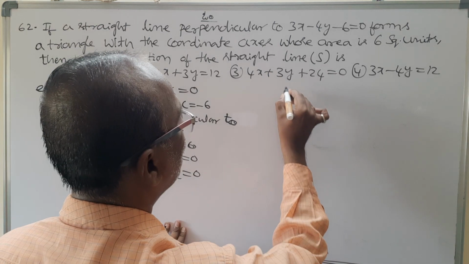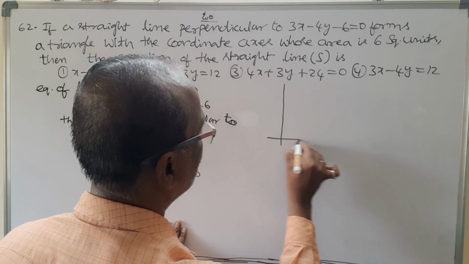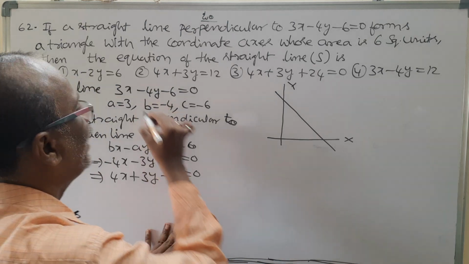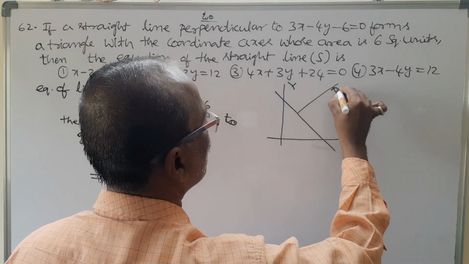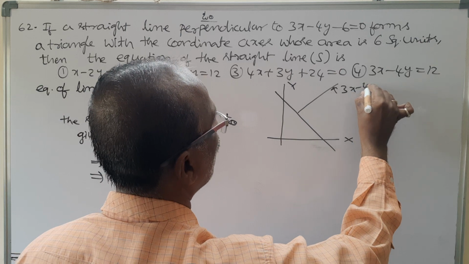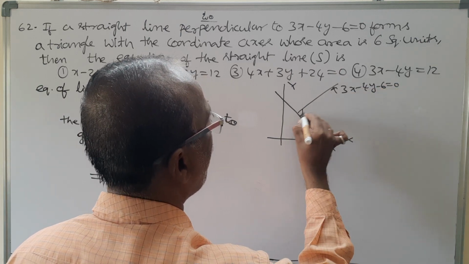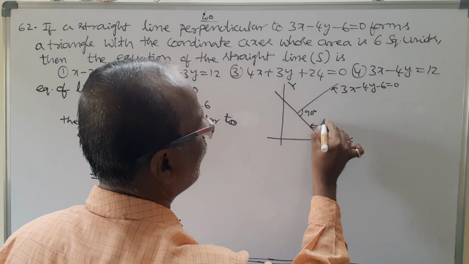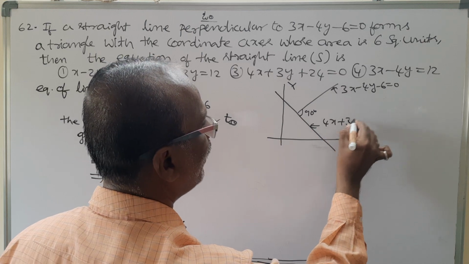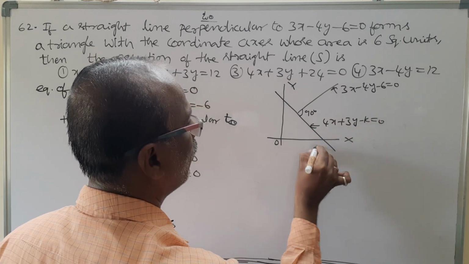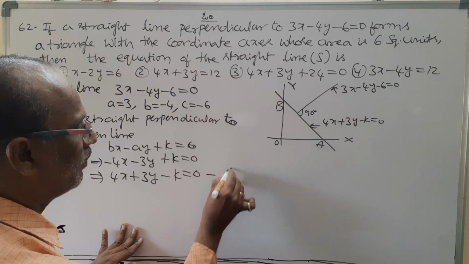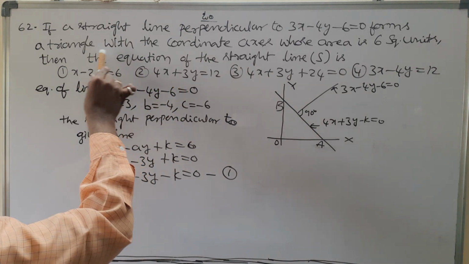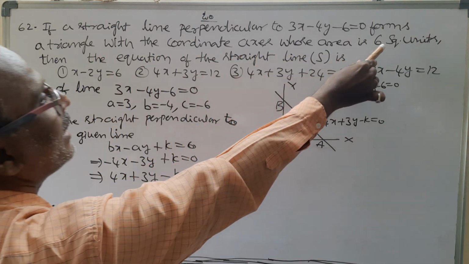Here to observe the diagram, this is the diagram, x-axis, y-axis. This is the line 3x minus 4y minus 6 equal to 0, perpendicular to 4x plus 3y minus k equal to 0. This is equation 1. It forms a triangle with the coordinate axes. Given that the straight line forms a triangle with the coordinate axes, the area is 6 square units.